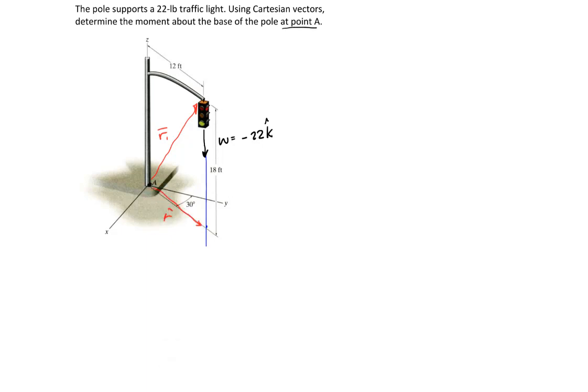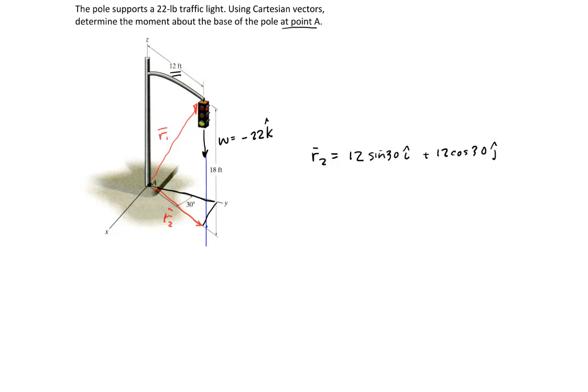Now, which is easiest to use? I don't know without doing some more work which is going to be easier, but I'm going to choose R2. So let's define what R2 is. You can see that this length here is 12 feet. So this distance here is going to be 12 sine 30, and this distance over here will be 12 cosine 30. So we can write the r vector: 12 sine 30 in the i direction, and 12 cosine 30 in the j direction.